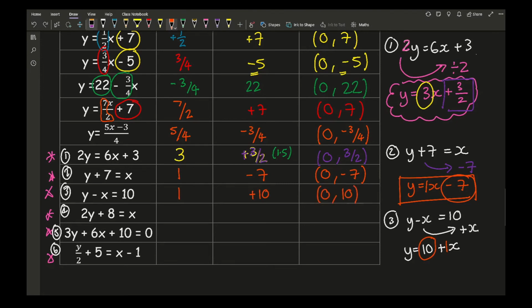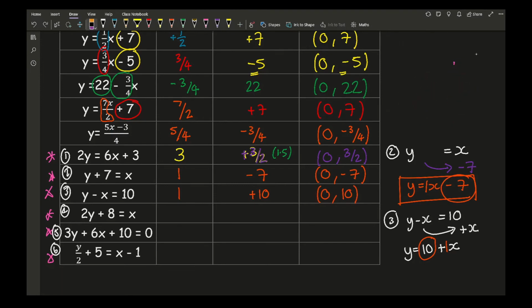And then moving on to question 4, so let me just create a bit of space. So let's just get rid of all of this.